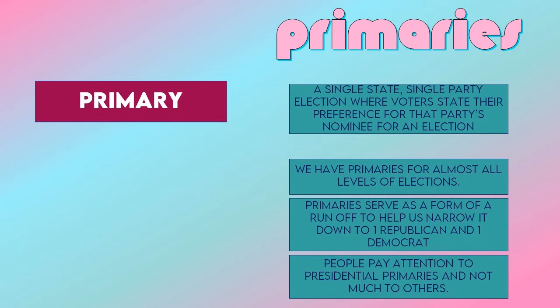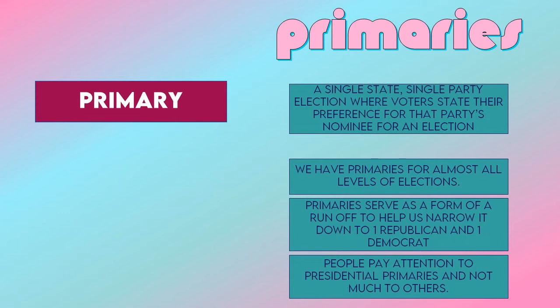We have primaries for almost all levels of election. It gets a lot of attention. It's real obvious for the presidential election, but we also have these for Senate and House. They'll have these in states for the governor and for state senate and all these kinds of things. So these happen at all levels of government, and these give us a form of narrowing down the choices. This is really like a runoff election to help us narrow it down to one Republican and one Democrat.